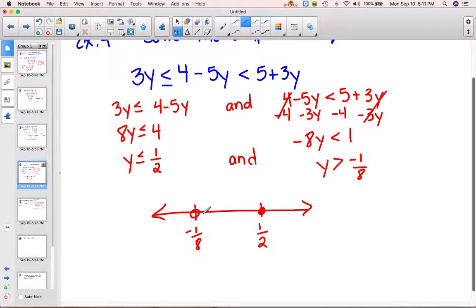So I'm going to be to the right of the negative 1/8 and to the left of the 1/2. So here's my solution set. Now when you put this in interval notation, notice I am bound on the left by negative 1/8, even though it's not including the negative 1/8, and I'm bound on the right by 1/2, including the 1/2. So this is what you write for interval notation.